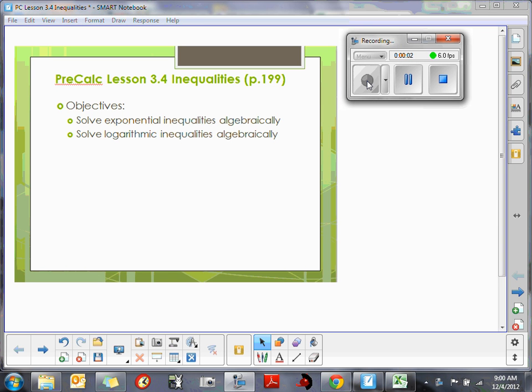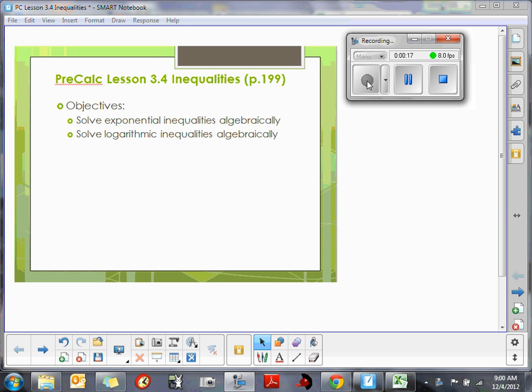Lesson 3.4 has an extension on it. It's 3.4 inequalities is what I'm going to call it. The objectives are to solve exponential inequalities algebraically and solve logarithmic inequalities algebraically. So in lesson 3.4 we solved equations. Now we're going to solve inequalities.